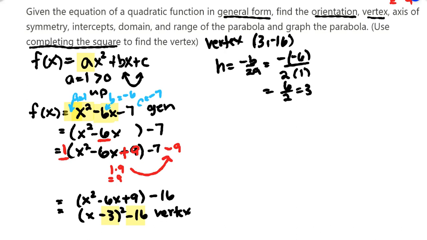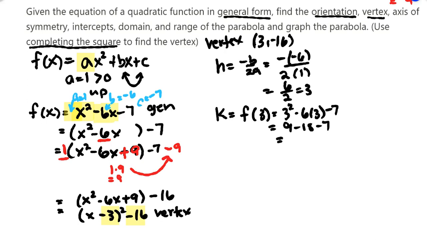We can find the y-coordinate, k, by substituting that value of h into our function. This would give 3 squared minus 6 times 3 minus 7, 9 minus 18 minus 7, that's negative 9 minus 7, which is negative 16. So you can see that we got the same vertex that we got using completing the square.